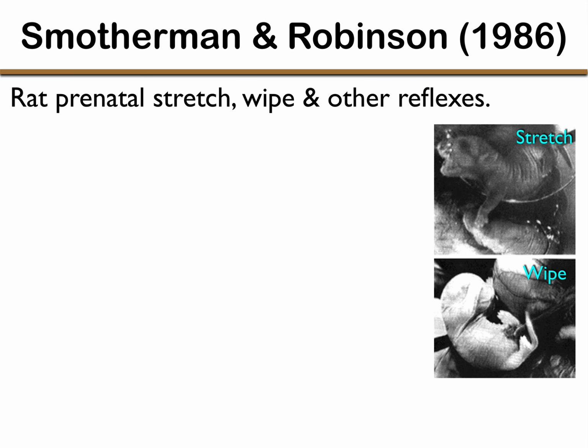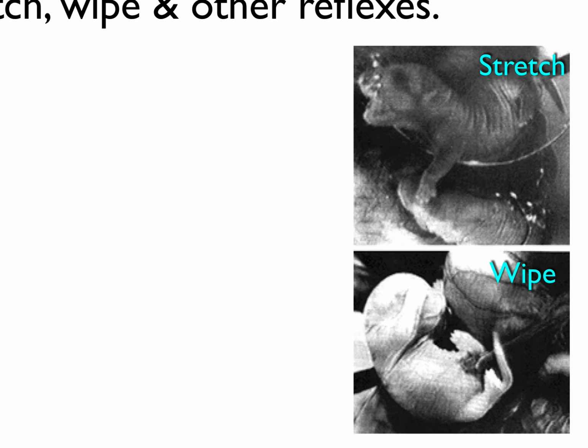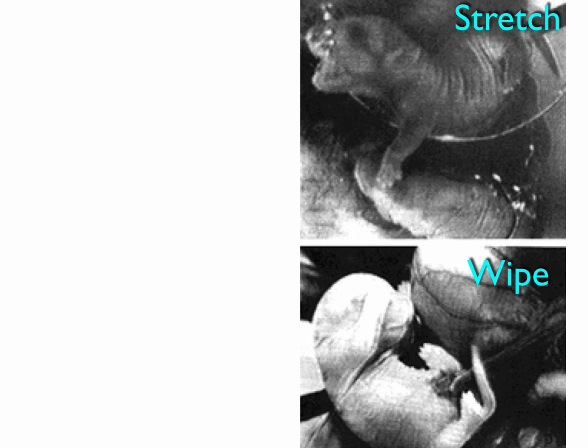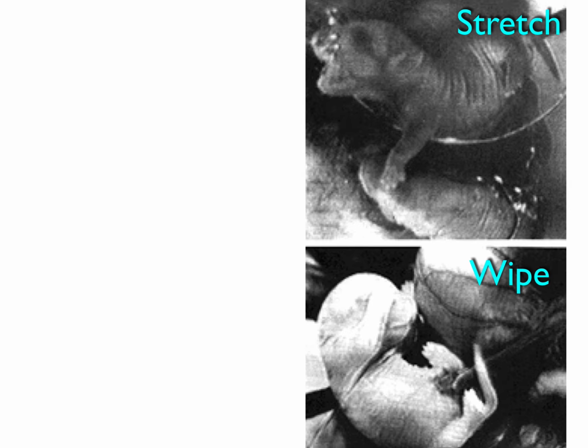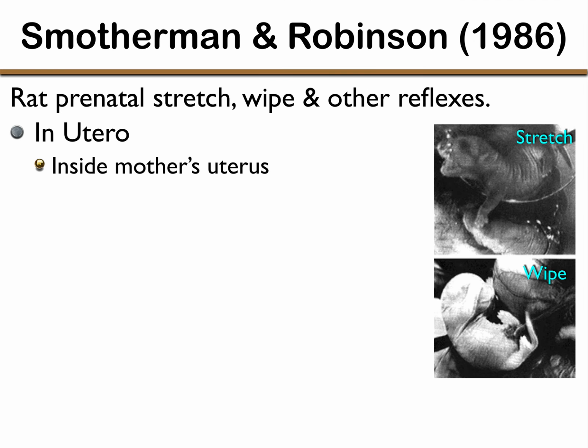For example, this is a study done by Smotherman and Robinson, where they were looking at prenatal reflexes by rat embryos, because they make a whole bunch of them. And here we're only looking at photos of the stretch reflex, and you can see the rat embryo is stretching, and the wipe reflex, wiping its face with its paws. So they decided to look at these reflexes in three different contexts. One was in utero. Now, this is the most difficult type of procedure because basically you are using various optical devices to look inside the mother's uterus.